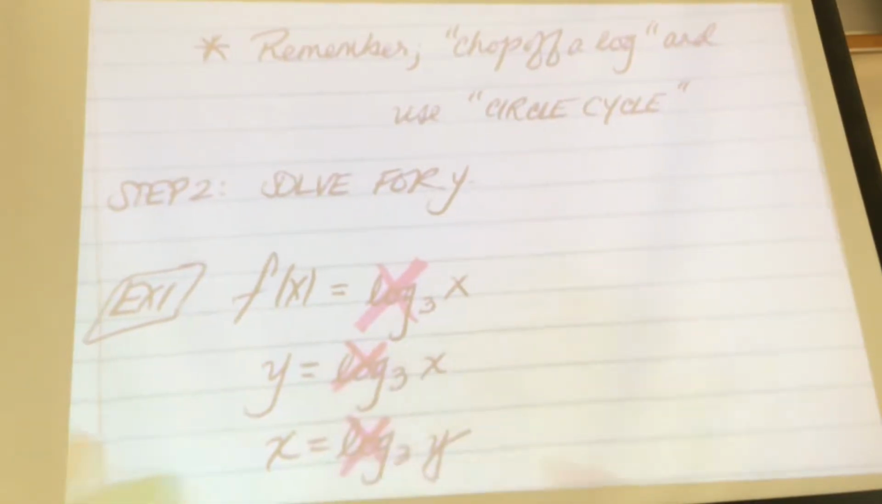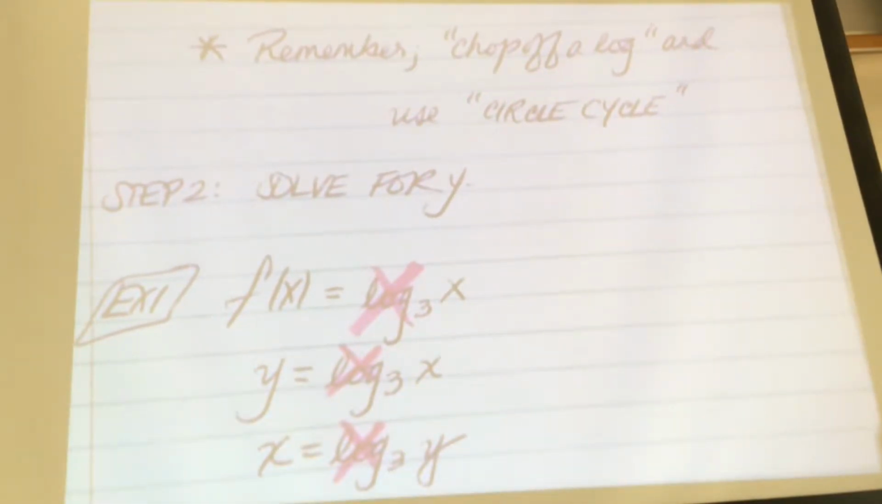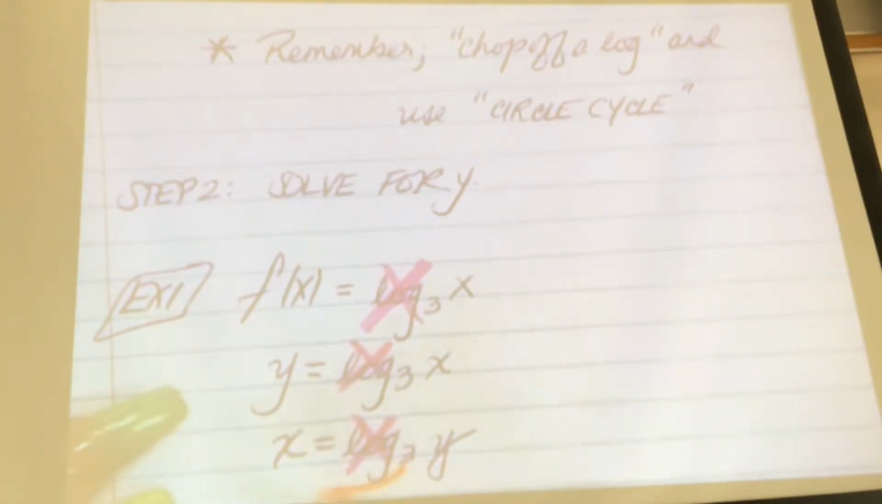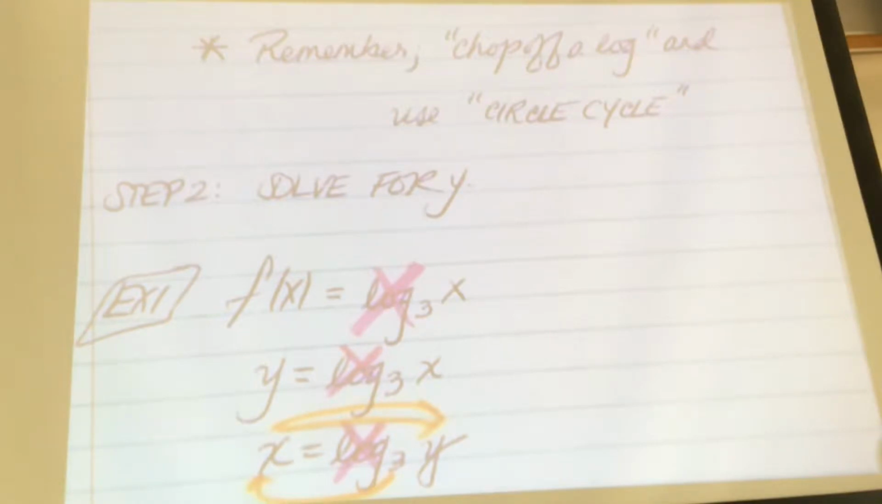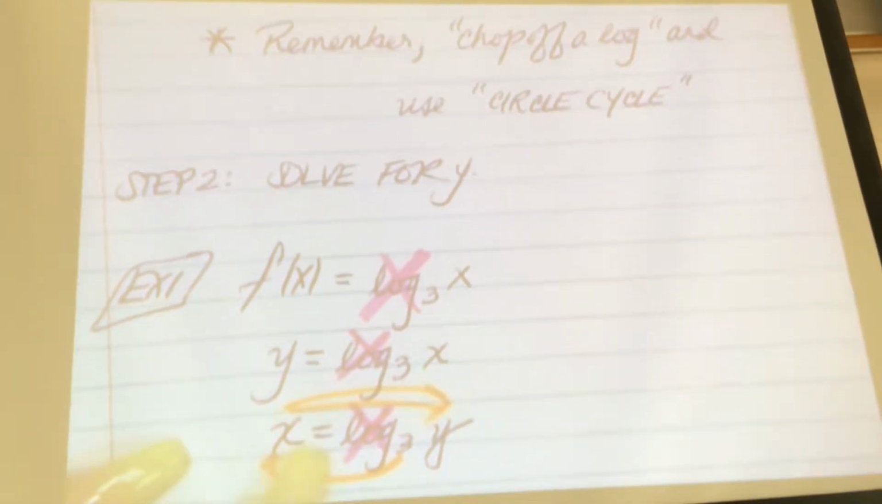And then you're going to chop off the log and do the circle cycle. Or yesterday we called it the piggybacking. So this piggybacks the x equaling the y. The purpose of a log is to solve for the exponent. Say that with me. The purpose of a log is to? The purpose of a log is to? So anytime you have a log, you know you've solved for the exponent. That's why there's a log there.